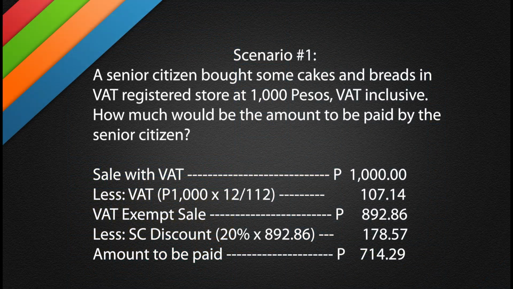Here is the manual computation for your reference. Because sales to senior citizens are VAT exempt, remove first the VAT portion of the transaction, which is 107.14. We would then get the sale net of VAT, in other words the VAT-exempt sale, of 892.86 pesos. We can now compute the senior citizen discount by multiplying 892.86 pesos by 20%. The discount then is 178.57 pesos. Therefore, the amount to be paid will be 714.29 pesos. This is applicable only to VAT-registered establishments.